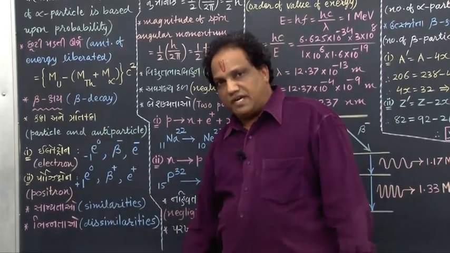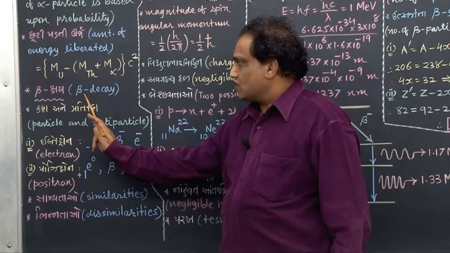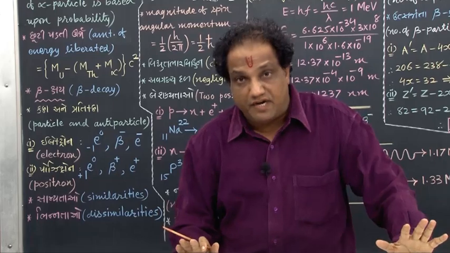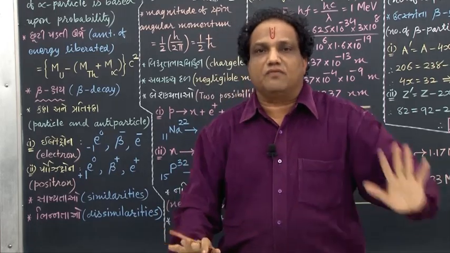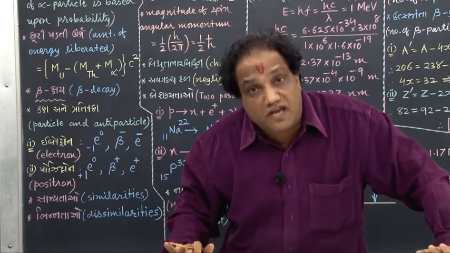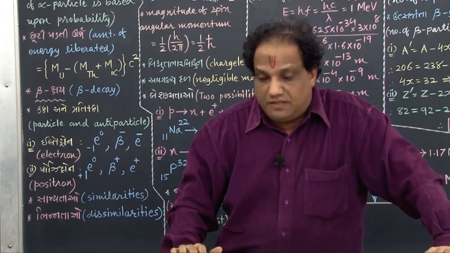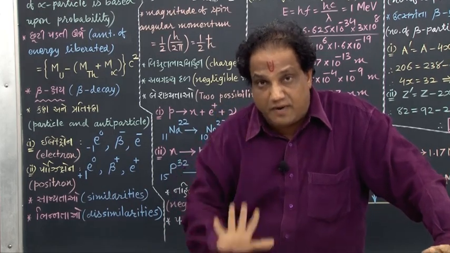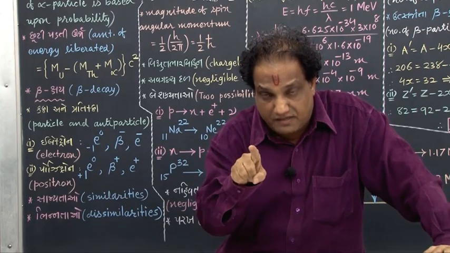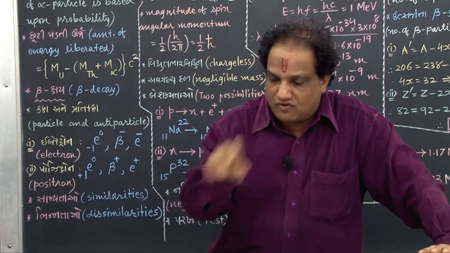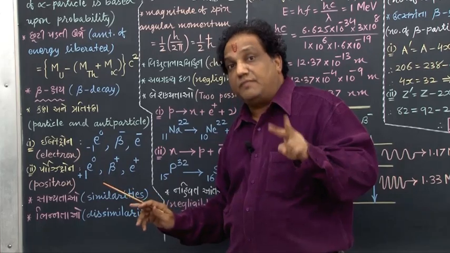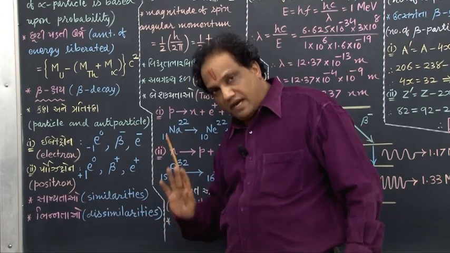Now let us go for understanding another type of decay, which is called beta decay. If a radioactive nucleus emits a beta particle and then gets transformed into a daughter element or daughter nucleus, then that process is called beta decay. But remember, there are particles and antiparticles. We have to study such two pairs in this article. First of all, let us see the points of difference and similarities between particle and antiparticle.